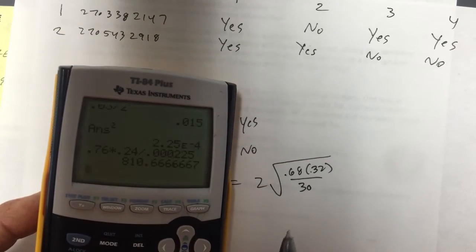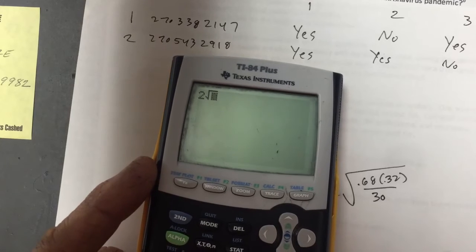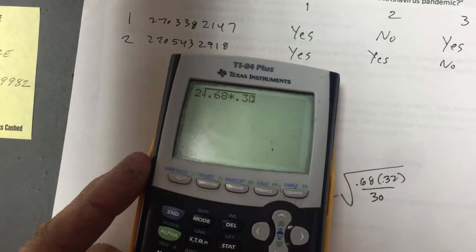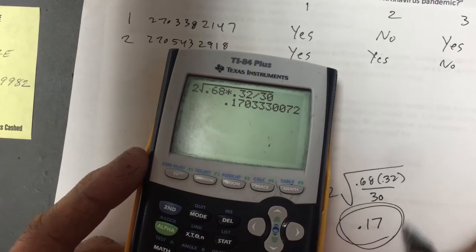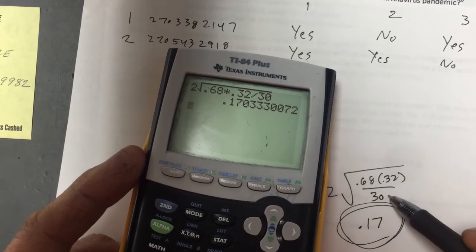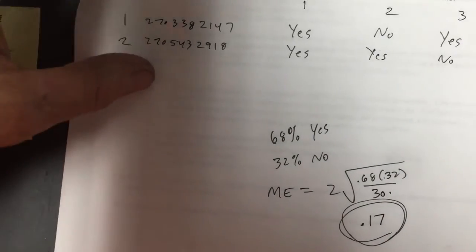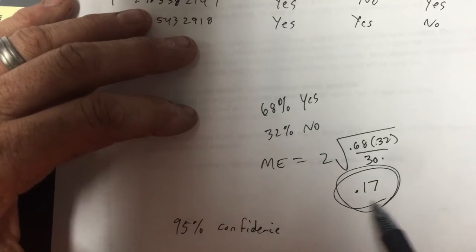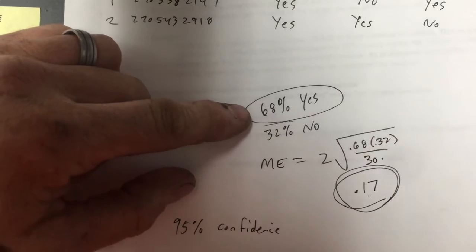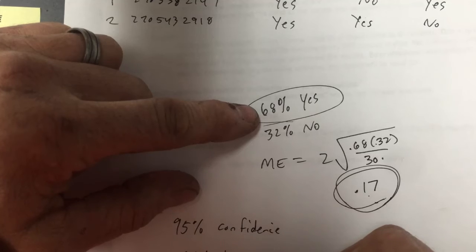So let's see here. 2 times, can you see this? 0.68 times 0.32 divided by 30. Look at this. See what my margin of error is? 17% margin of error. Because we only asked 30 people, it makes my margin of error pretty high. So what's my 95% confidence interval? That's what it's asking for here. We can say with 95% confidence, if I subtract 17 from my 68%, that's going to be 51. If I add 17 to that, that's going to be 85.